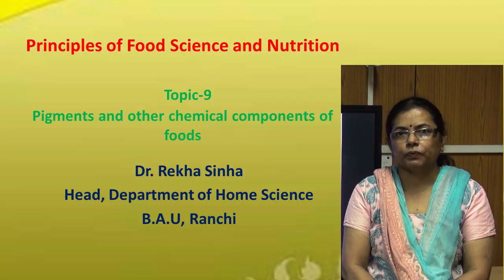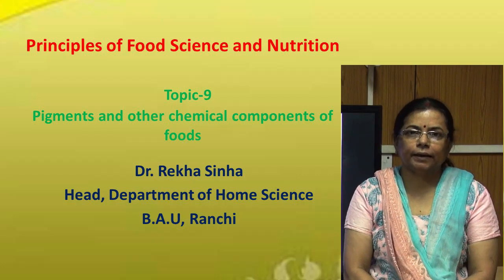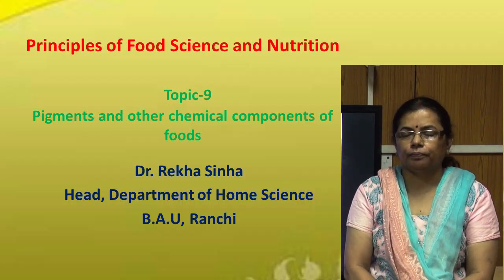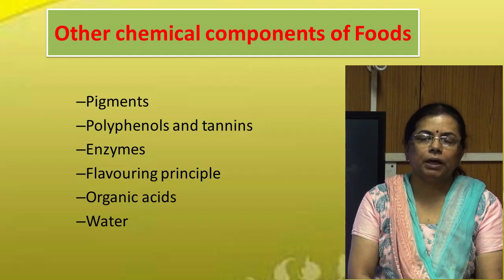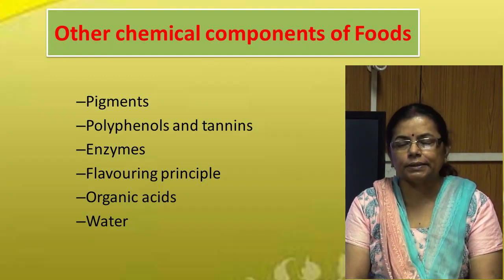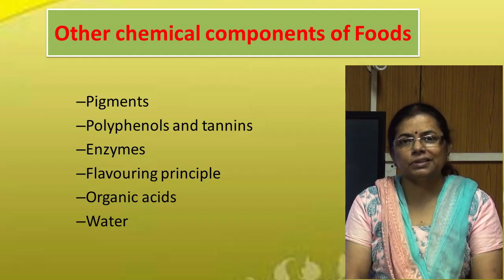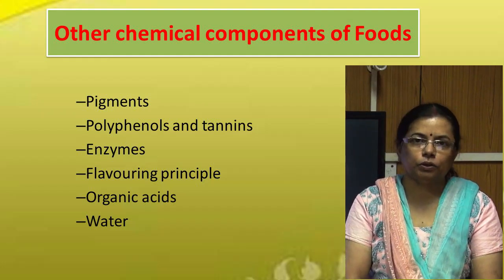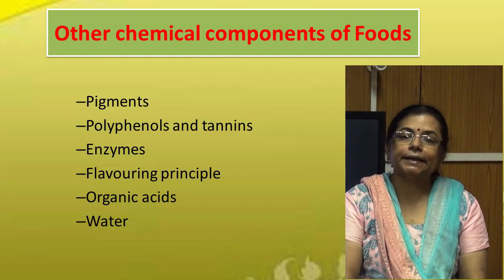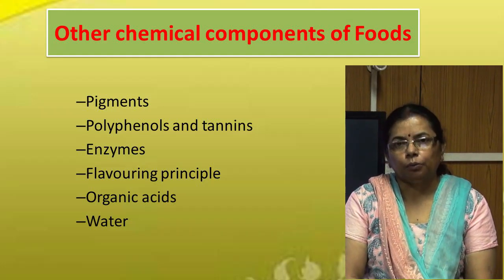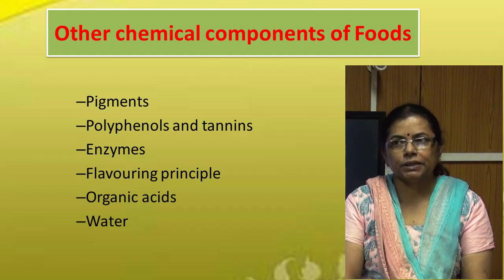Hello students, today we will discuss pigments and other chemical constituents of the food. Food is a complex material made up of complex chemical components. Chemical components of the food determine the sensory characteristics or quality of the food. We have already studied carbohydrate, fat, protein, vitamins, minerals.